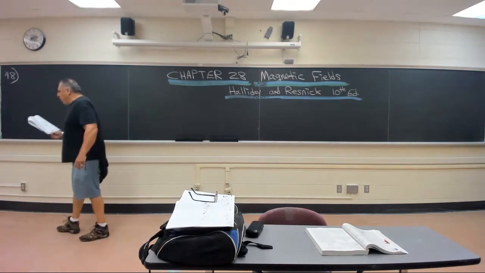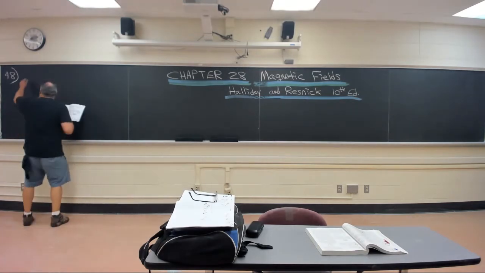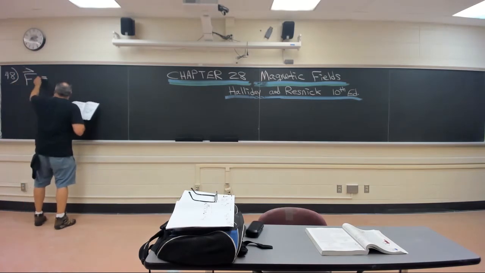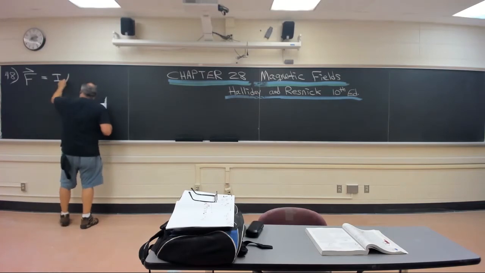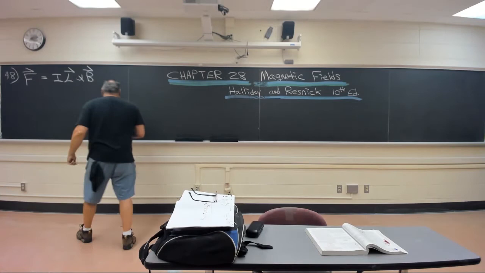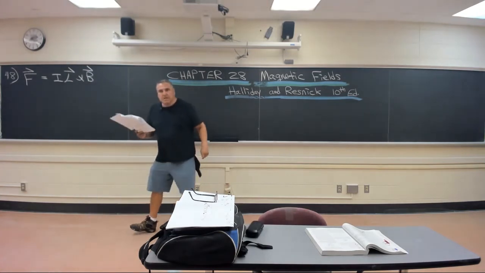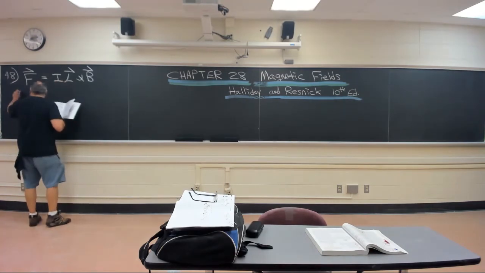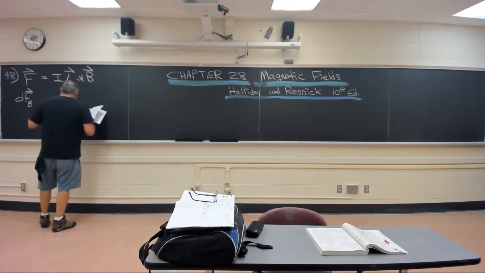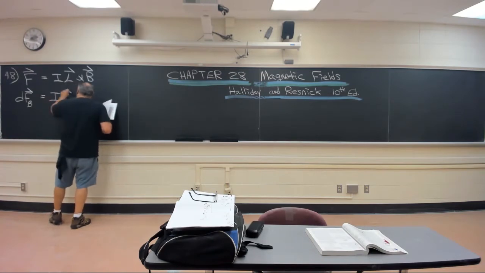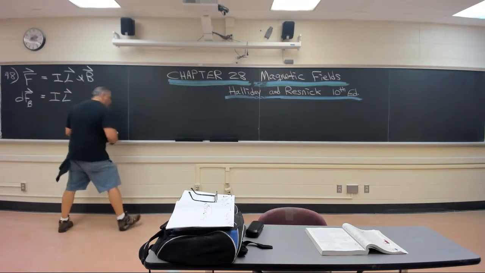For problem number 48, we do know that F vector equals I L vector cross B vector. So with that in mind, dF vector is going to be I L vector. Well, no, forgive me.